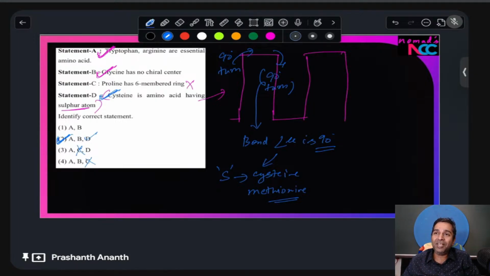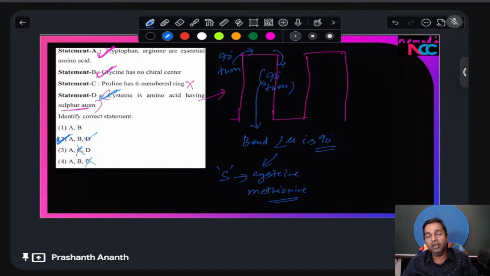Tryptophan is usually found in chicken. It is a very good source of tryptophan. It is a good protein which helps in muscle building. So that part I remember. If it is present in chicken and we consume it, that means it's definitely essential. We have to bring it from outside our body.